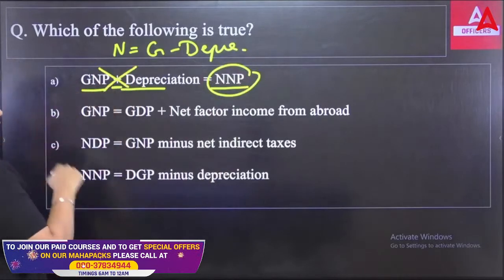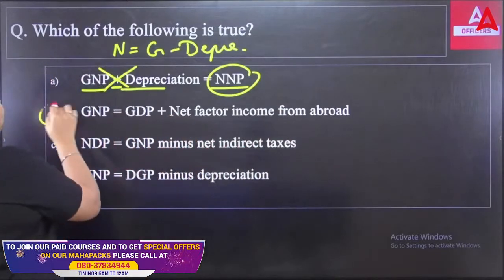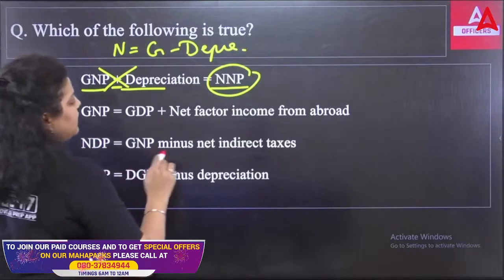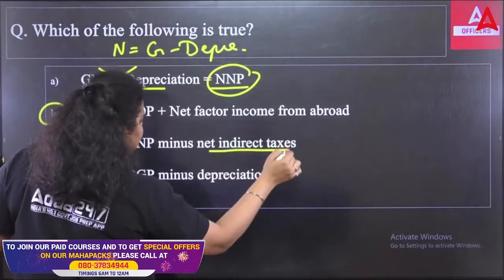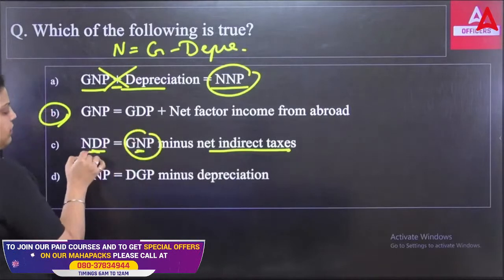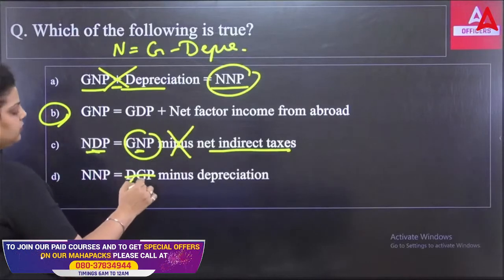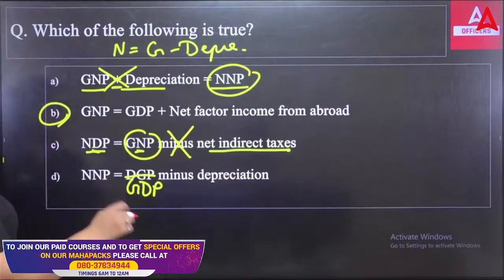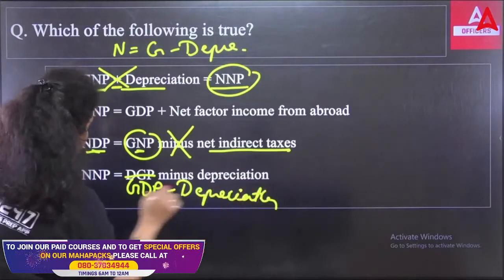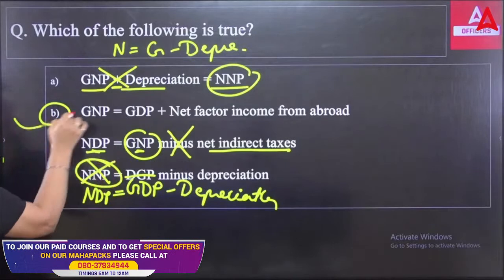This is wrong. Now, GNP equals GDP plus net factor income from abroad. This can be right. Let's take this particular option. NDP equals GNP minus indirect taxes. If you are subtracting indirect taxes, it will not convert domestic product into national product. Here you have national product, here you have domestic product. It won't work. NNP equals GDP minus depreciation. GDP minus depreciation will give you NDP. But the option is asking about NNP. It is also wrong. So the right answer will be B.